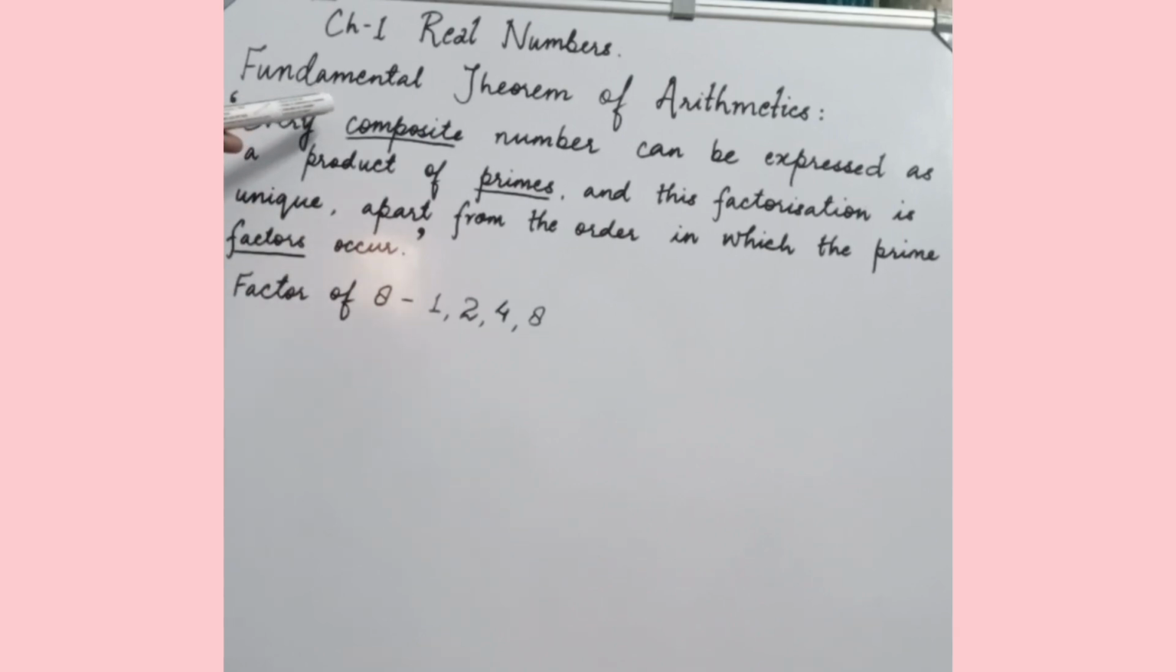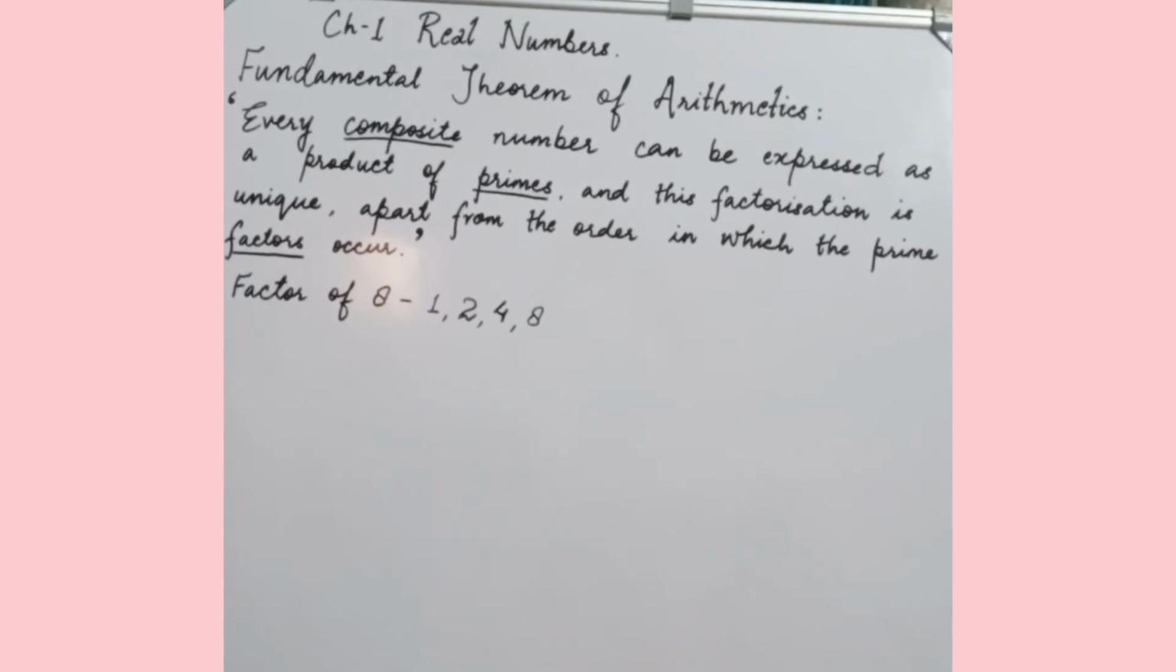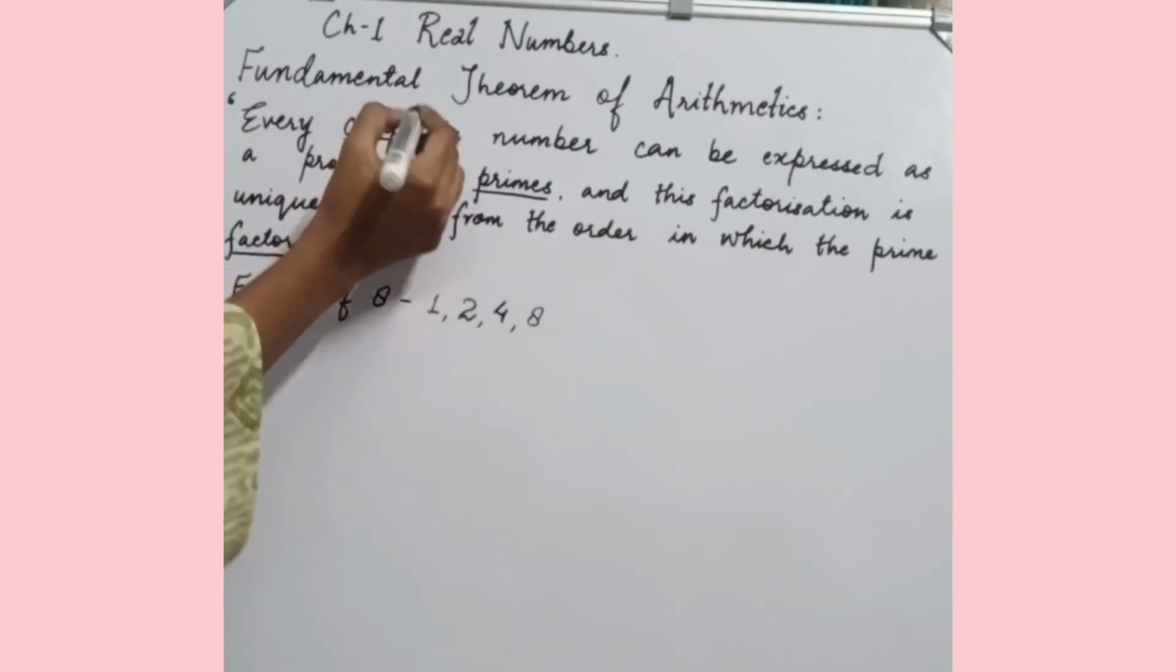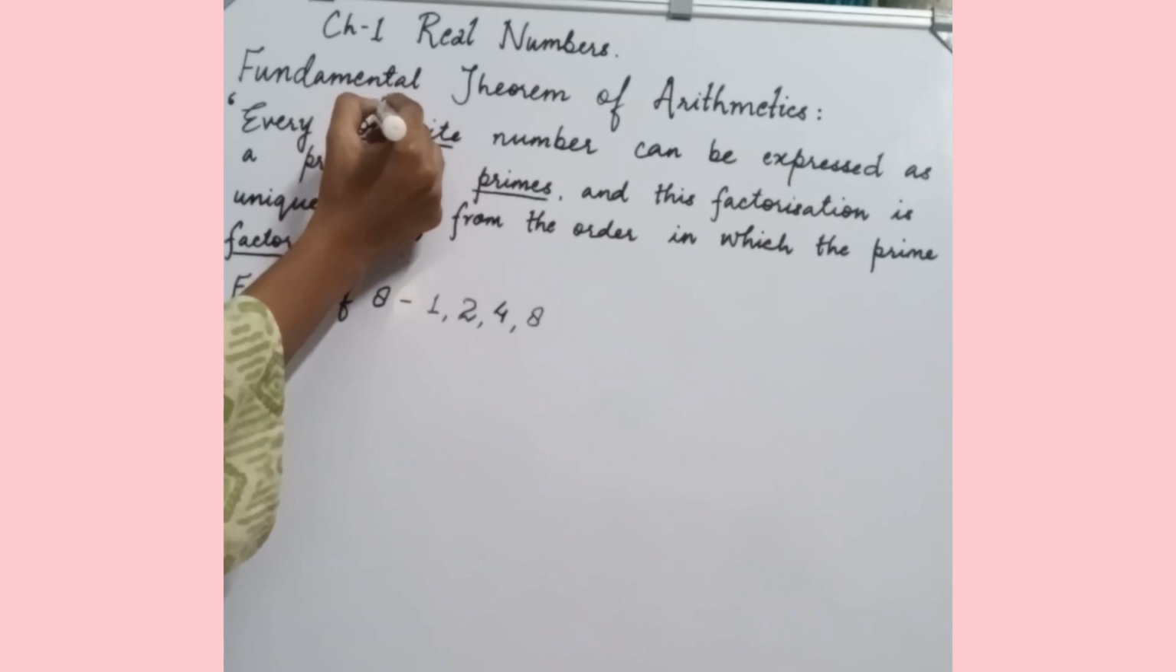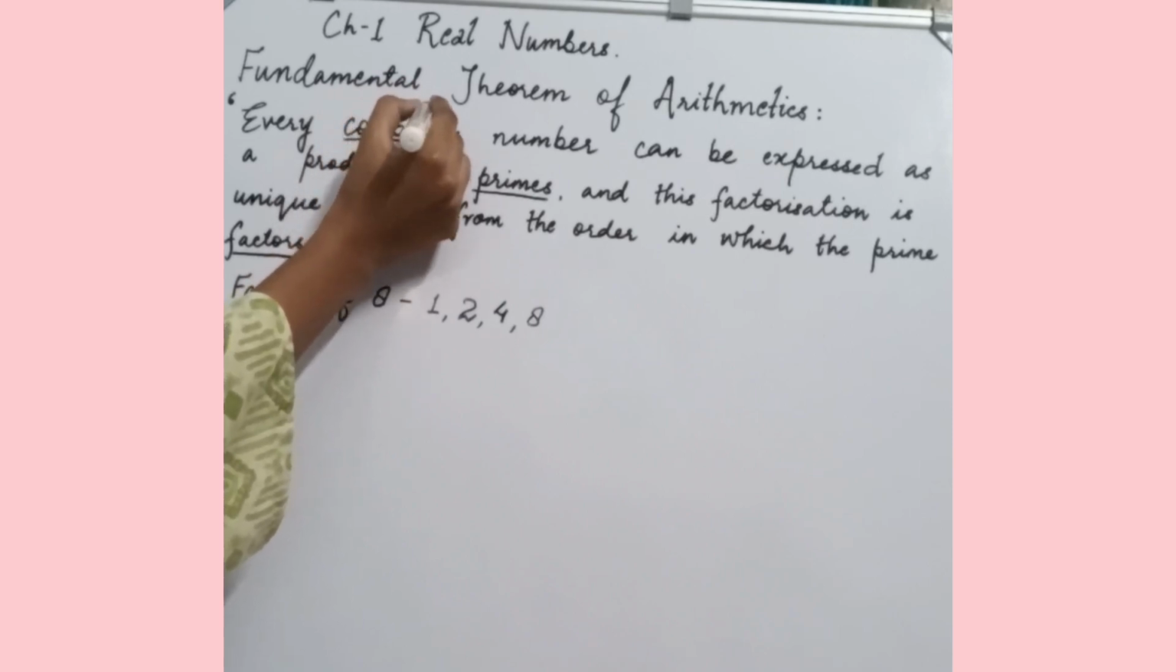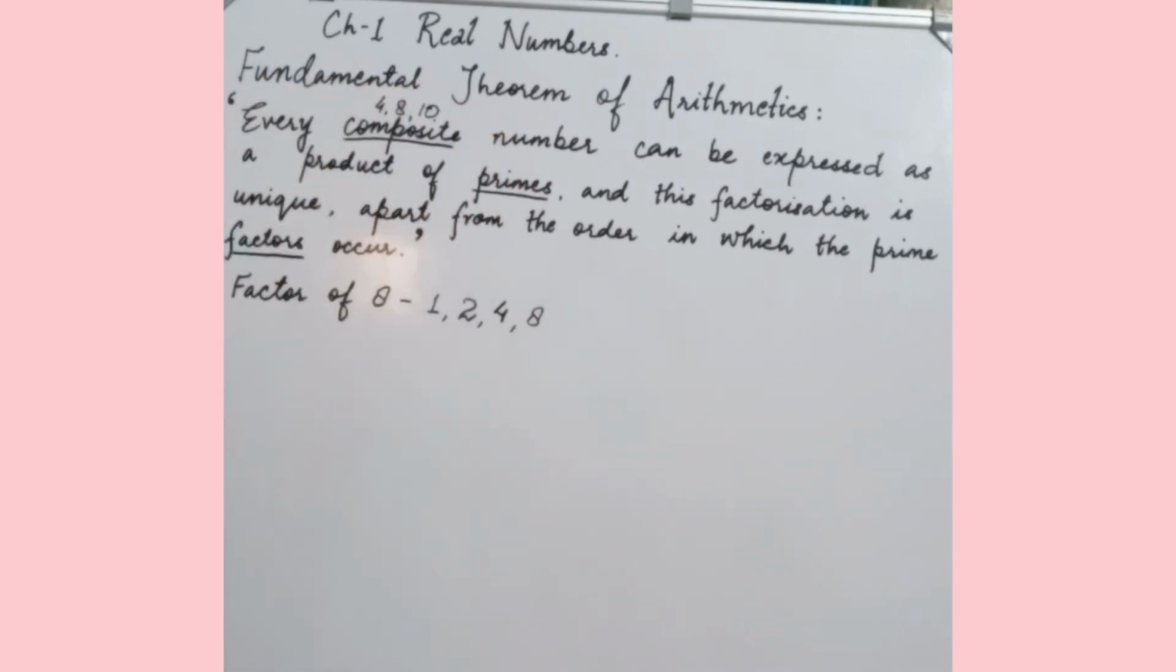Examples of composite numbers you can also very easily figure out. Composite numbers are 4, 8, because 4 comes in its own table. It comes in the table of 1, but see, it also comes in the table of 2. So 4 is also a composite number, 8 is a composite number, and you can find many other such composite numbers: 4, 8, 10, 6, 12, and so on.